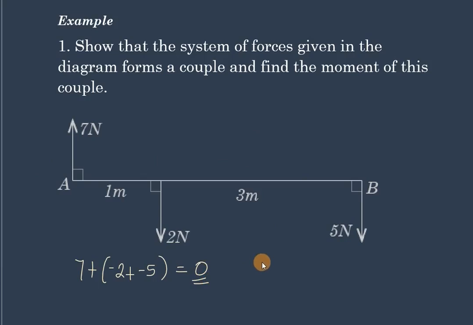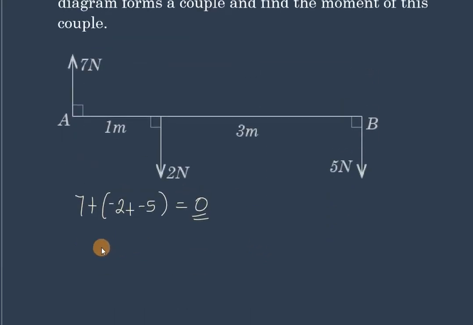And they said find the moment of this couple. We saw that the moment of a couple doesn't depend on which point you take it about, you get the same thing. So we are going to take moments about the point A. The 7 Newton force has no moment about A. This one has a moment clockwise, and this one also has a moment clockwise. So we have that the moment of the couple is equal to 2 times 1 plus 3 times 5.